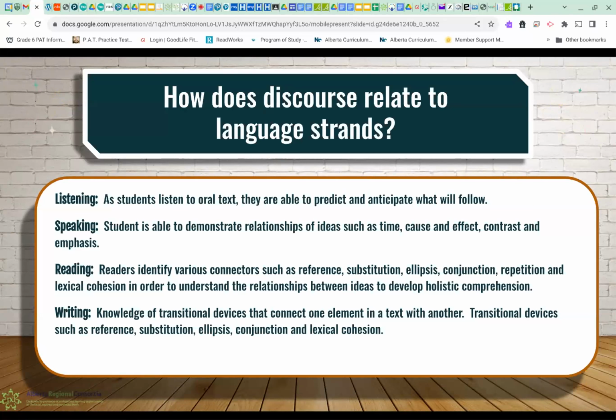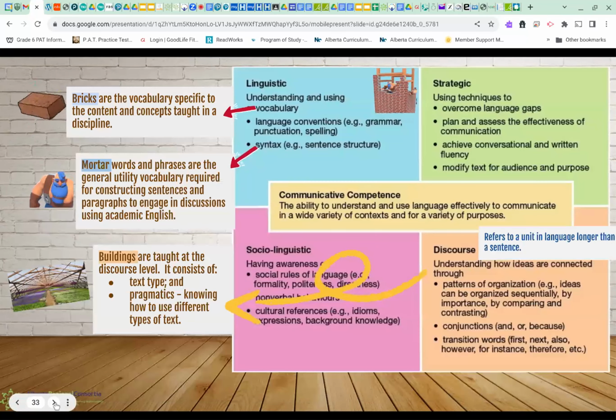And also for writing. So knowing those transitional devices that connect from one element in a text to another as well. So yeah, we have those pieces of discourse. So we're trying to develop that meta discourse with our students. Thank you. Can move to the next one.